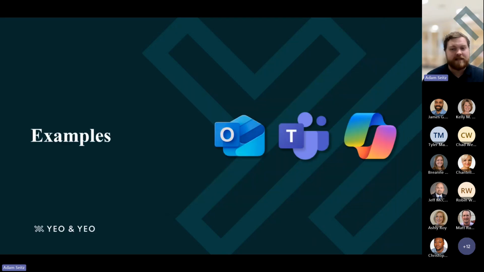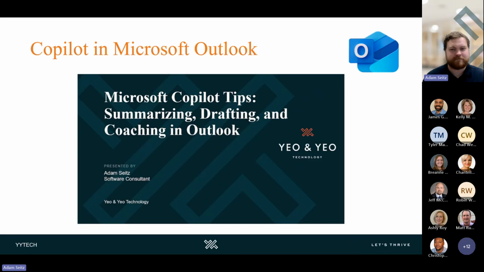Now it's time for some hands-on examples. I will now be playing some videos showing how you can use Copilot for Microsoft 365 within Outlook, Teams, and how you can chat with Copilot. First, I will start with how Copilot can help you be more efficient in Outlook by helping you summarize email chains, draft new emails, and utilize email coaching.